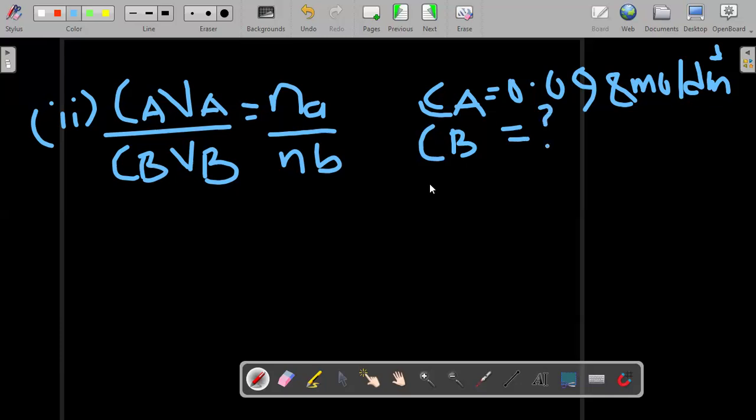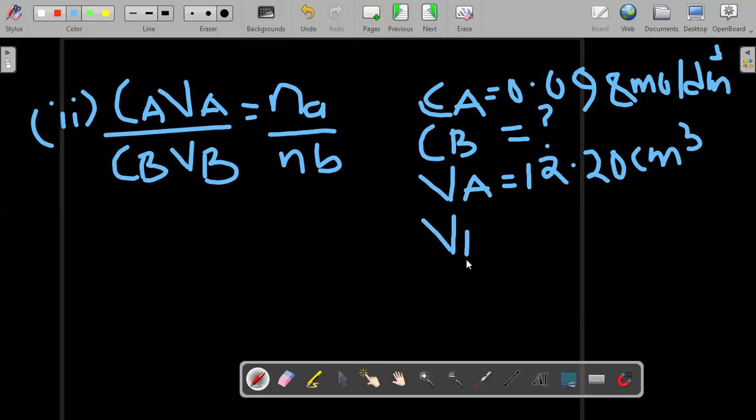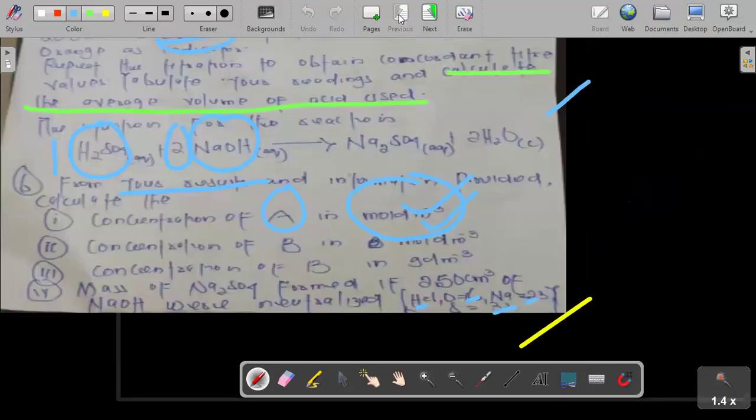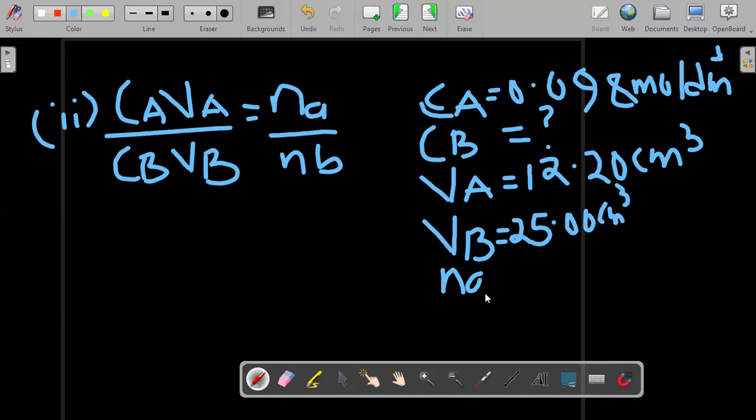What is the volume of the acid? VA is your endpoint, 12.20 cm cube. What is the volume of the base? That is the volume of the pipette, 25.00 cm cube. So what is my NA? I have to go back to the equation. The number attached to the acid is 1, and the number attached to the base is 2. So my NA equals 1 and my NB equals 2. Anytime you want to use the formula, you must state all this data out. Is that clear?